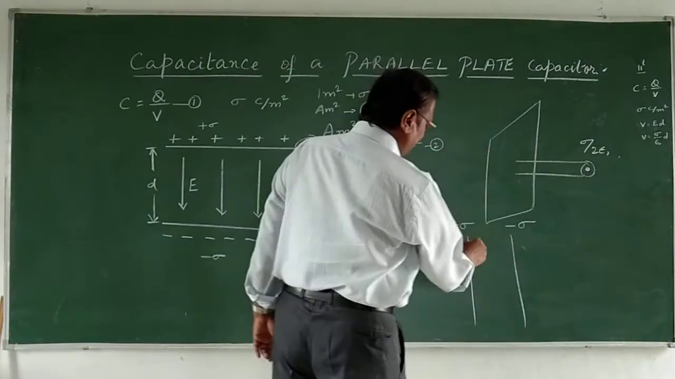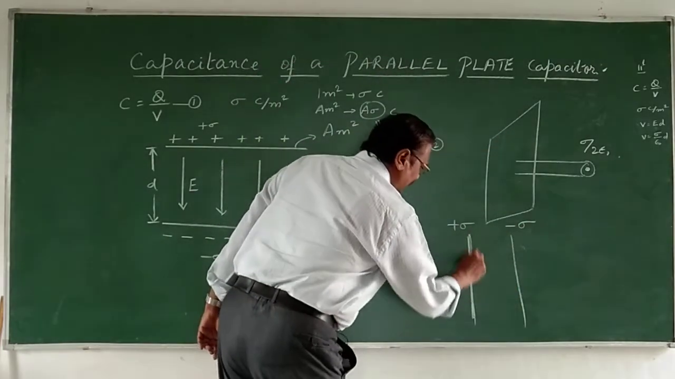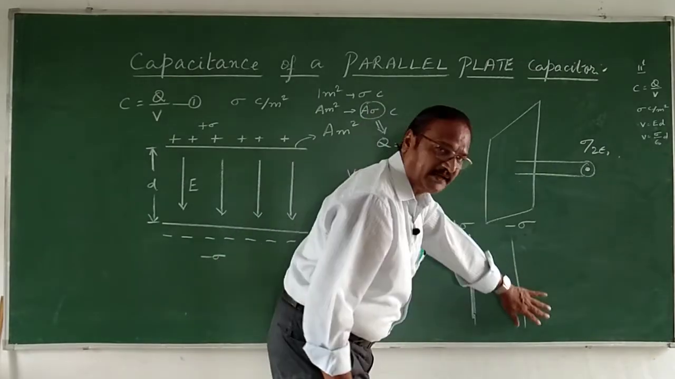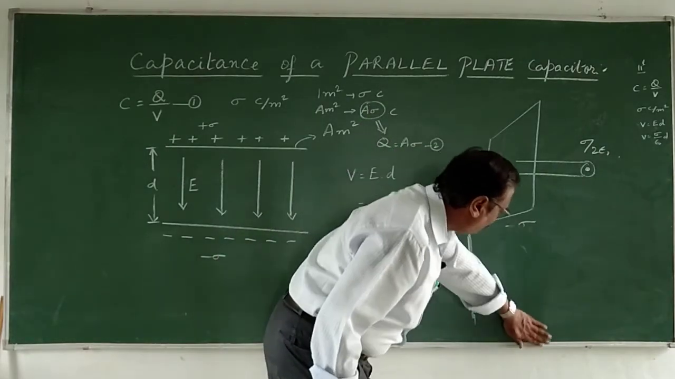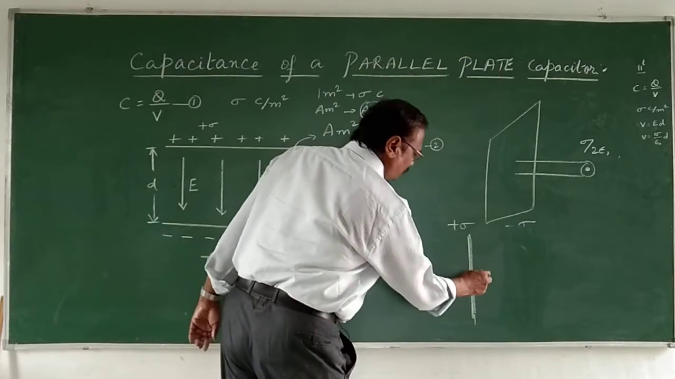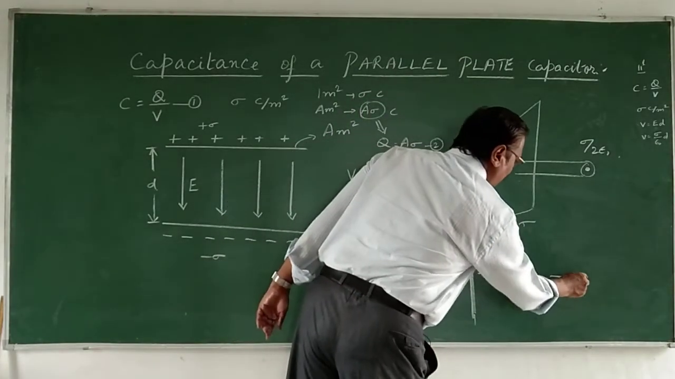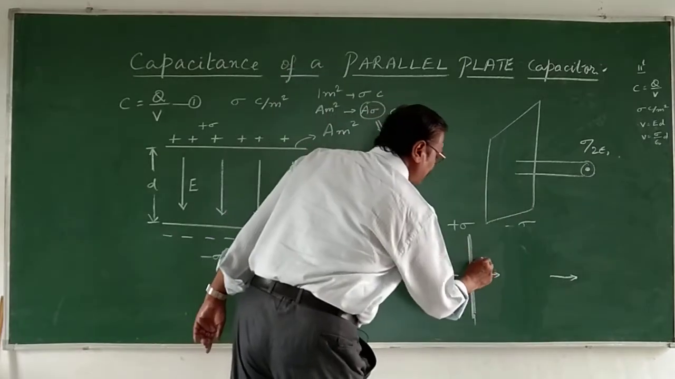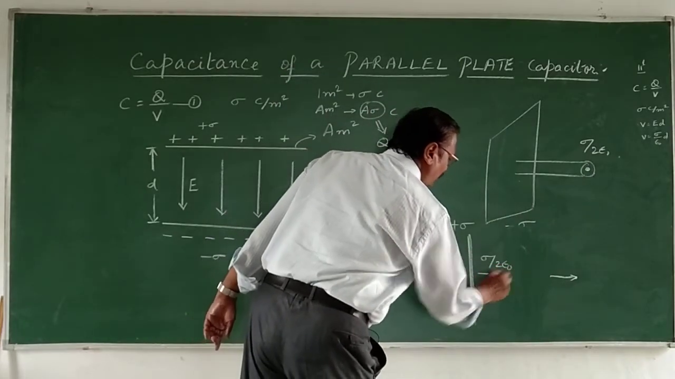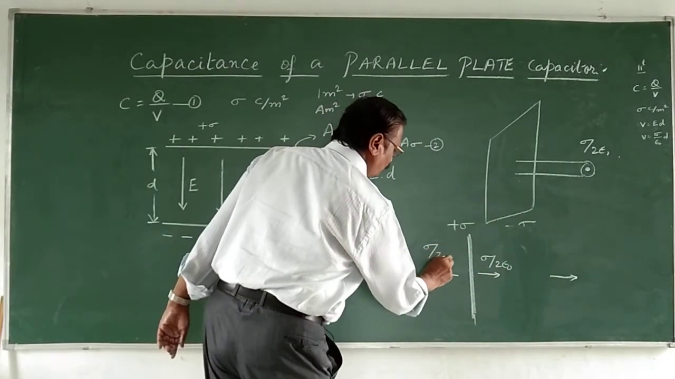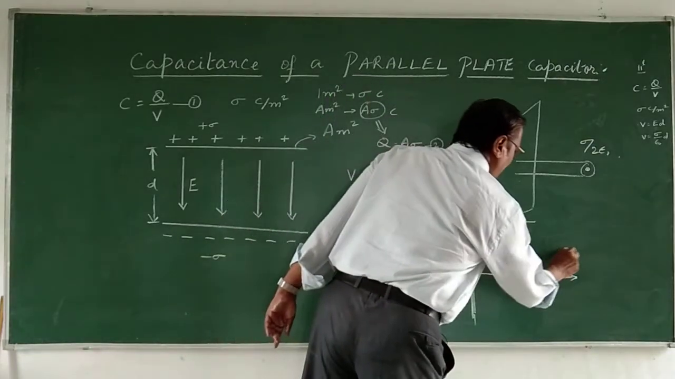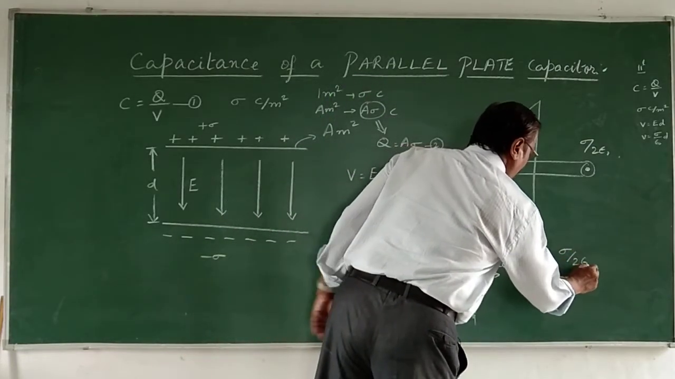Let us say the electric field is due to this plate only. Forget about the other plate now. What is the electric field acting? Positive will act outward. It will act outward like this. That is sigma upon 2 epsilon naught.